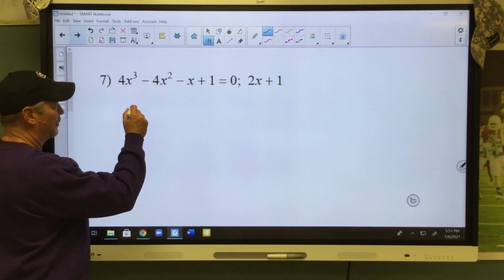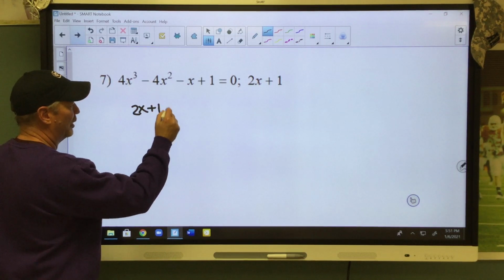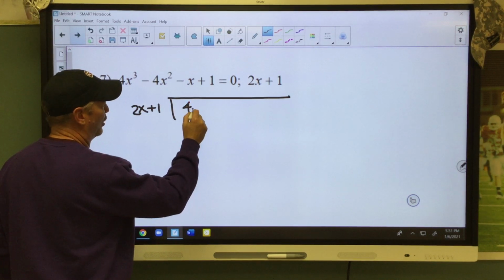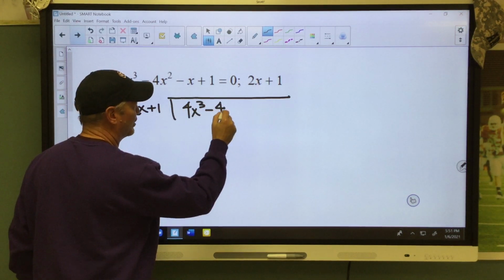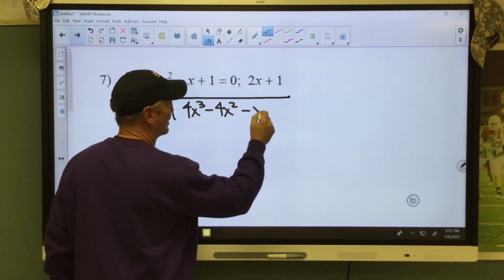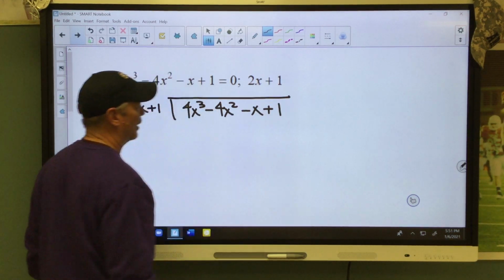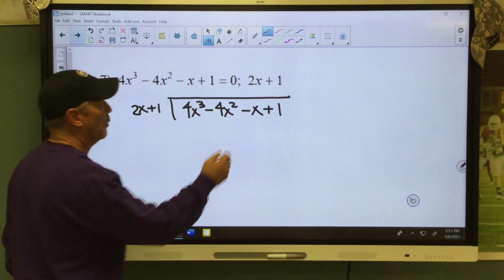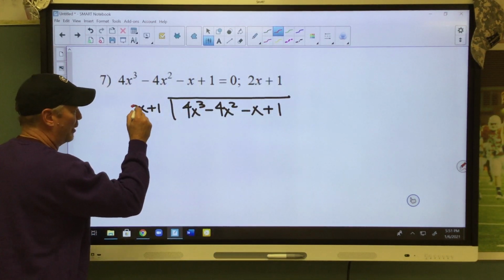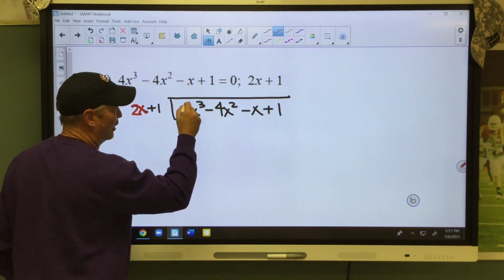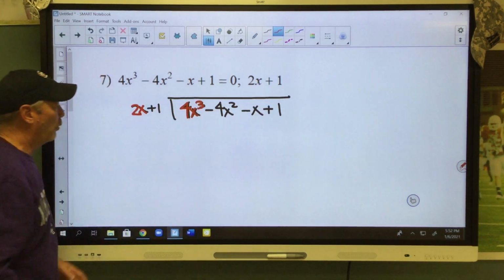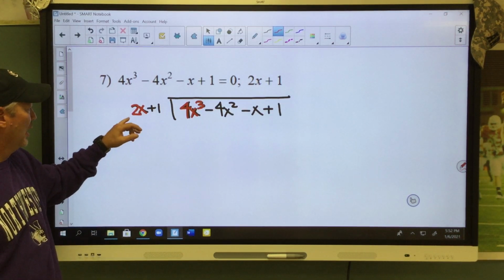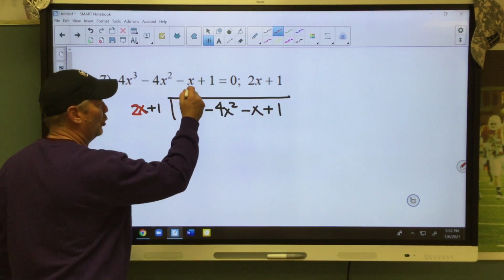We're going to say 2x plus 1 divided into 4x to the third minus 4x squared minus x plus 1. Now remember, quick review, your first step is you're going to try to make this match this first term. I want to try to make the 2x match that. What should I multiply times? Well, I need to multiply 2 times 2.